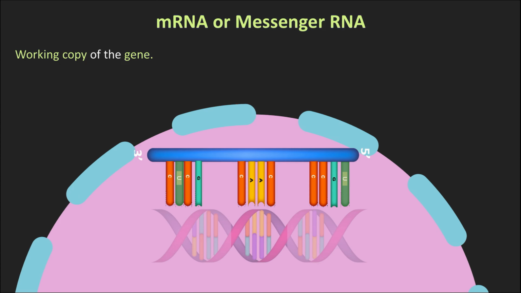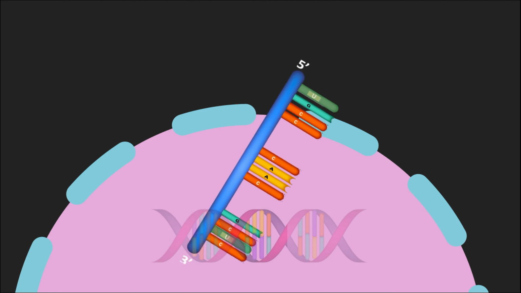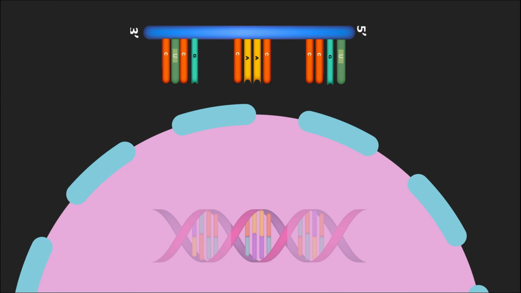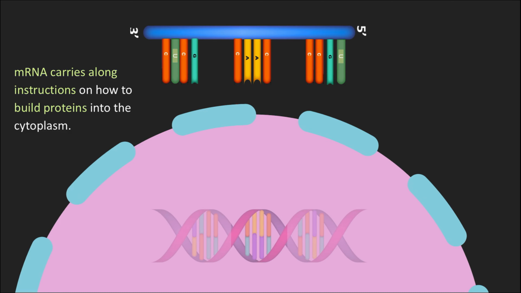mRNA is the working copy of a gene. And the mRNA, being the working copy, can leave the nucleus anytime it wants, carrying along instructions for how to build a protein. Now, like DNA, mRNA also carries information using nucleotides. And it works with 4 nucleotides: adenine, uracil, cytosine, and guanine.